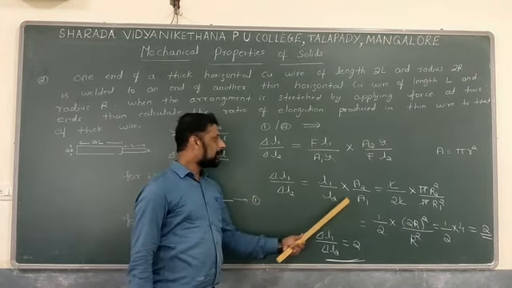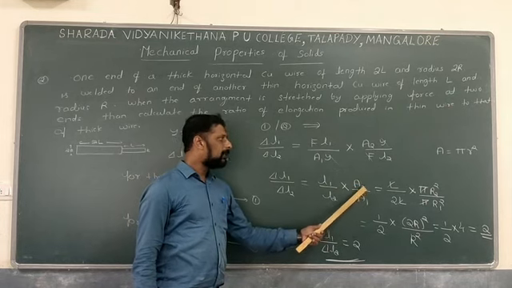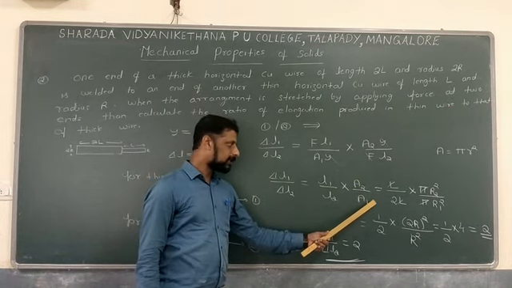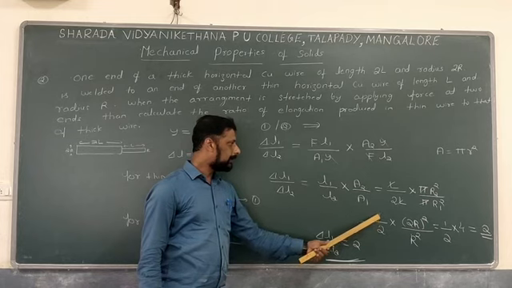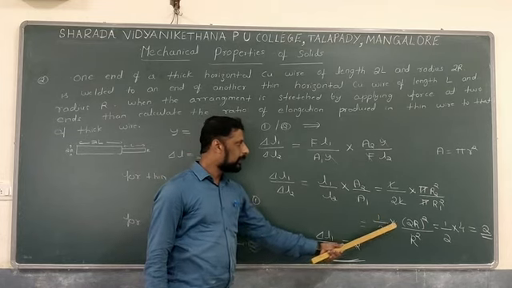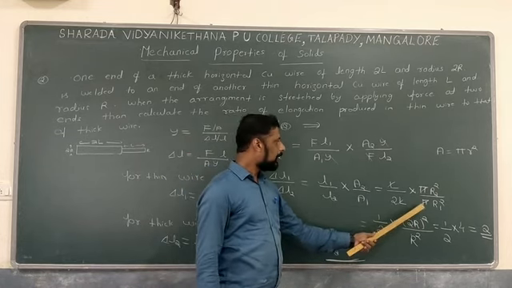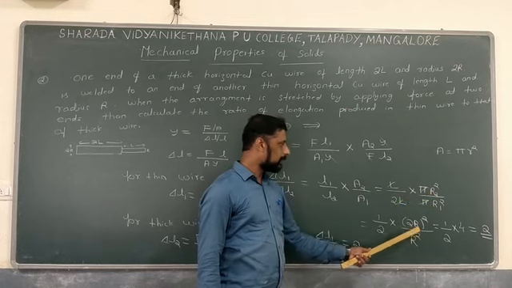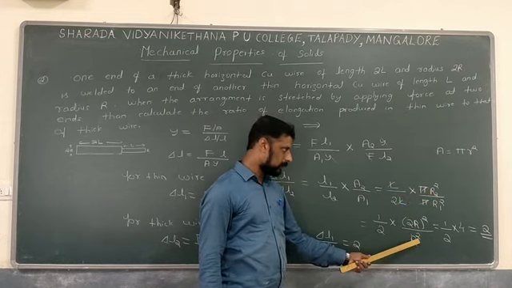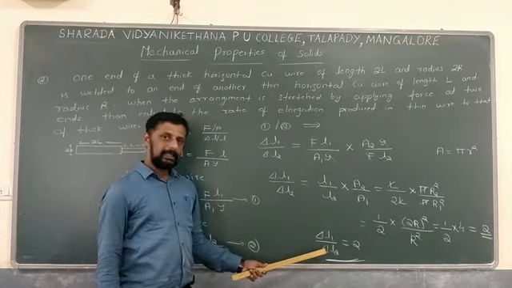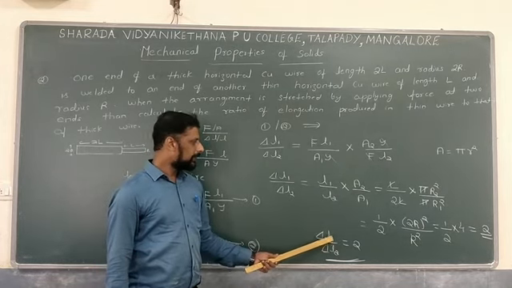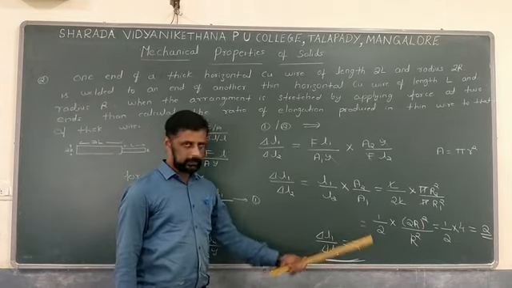Then you will get L1 by L2 into A2 by A1, where A is the area, the formula is pi r square. Then L1 by L2 gives 1 by 2 into R2 square divided by R1 square, that is (2R) whole square divided by R square. Simplify, then you will get the ratio of elongation in the thin wire to that of the thick wire is 2.